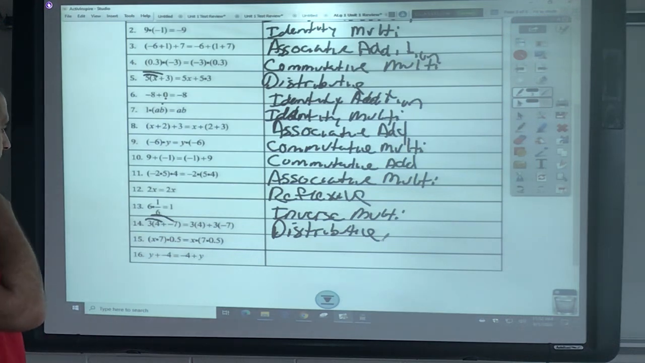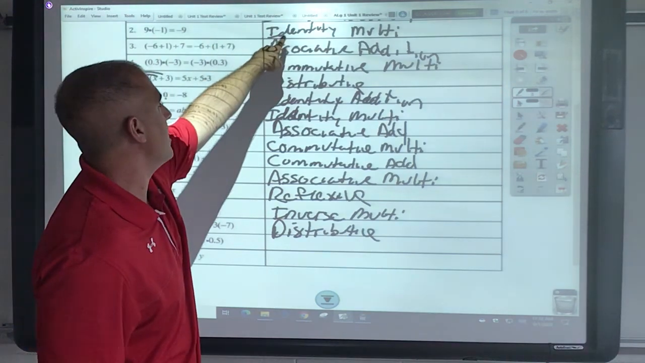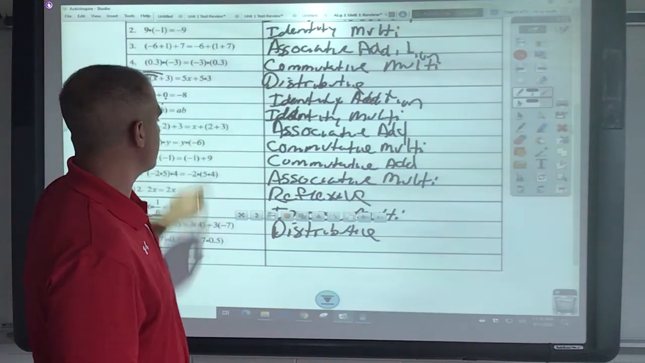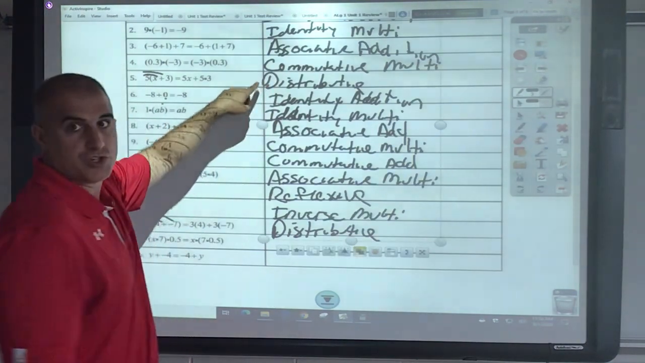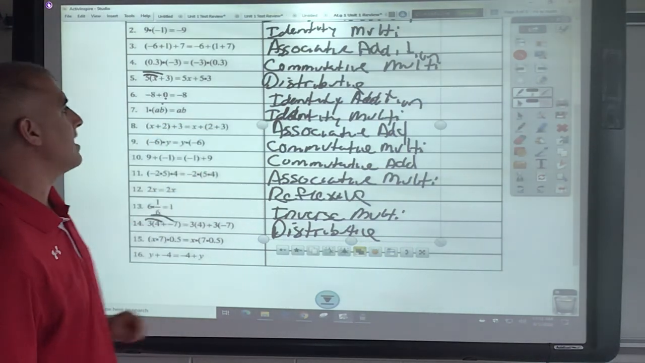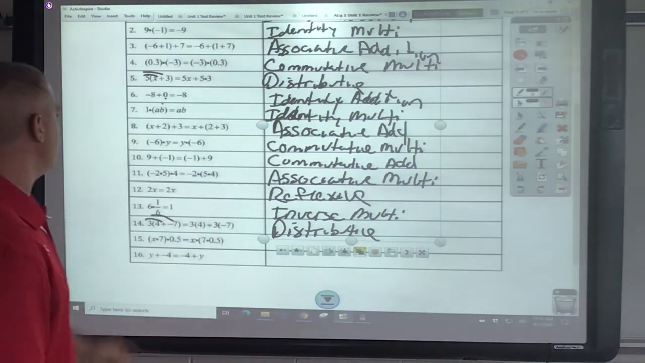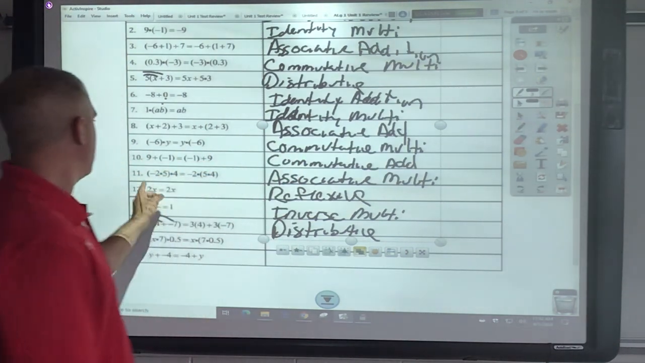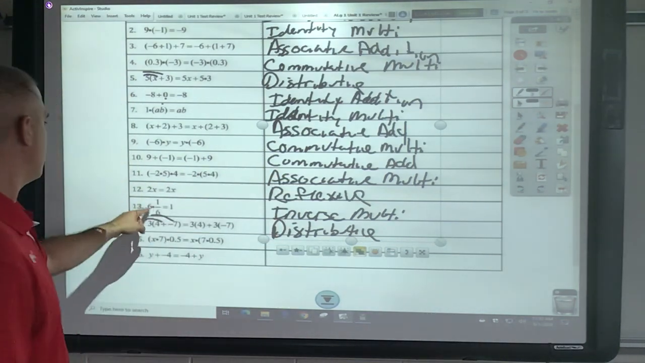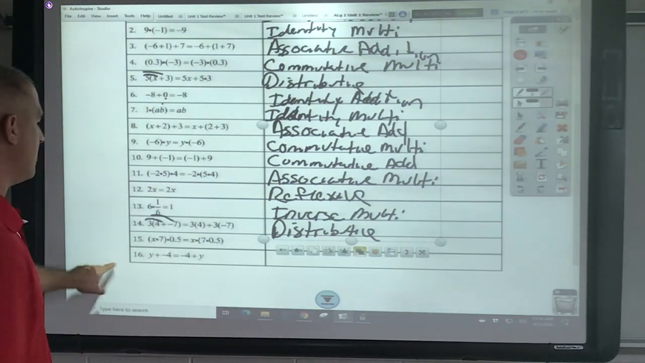Okay. All right. So just to run down. Second one was identity. Third one was associative. Fourth one was commutative. Fifth one was distributive. Sixth one was identity. Seventh one was also identity of addition. Eighth was associative. 9 was commutative. 10 was commutative. 11 was associative. 12 was reflexive. 13 was inverse. 14 was distributive. And now we're on to 15.